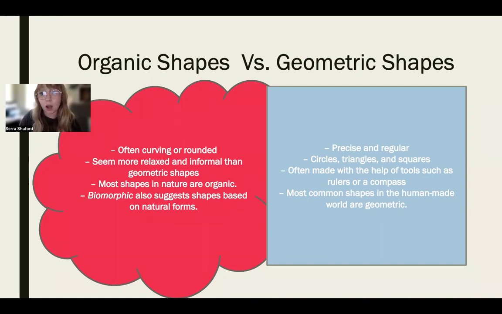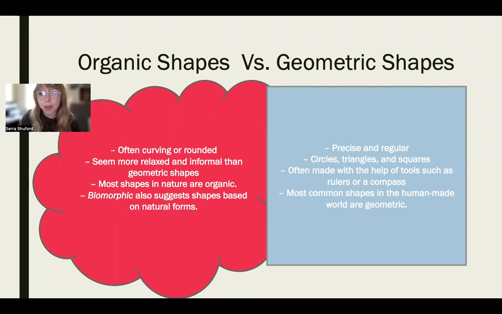We see geometric shapes being more precise and regular. These are going to be circles, triangles, and squares. Circles is kind of a weird one, because a perfect circle is geometric. If it's perfectly equal on all sides, it can be divided into all types of different angles, and it comes up equal every time. But a circle can also be more associated with an organic shape as well. But for this context, we're going to put circle into the geometric category.